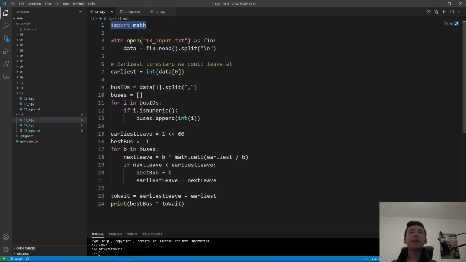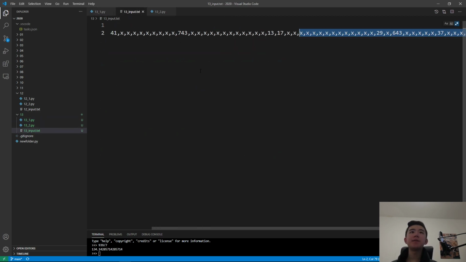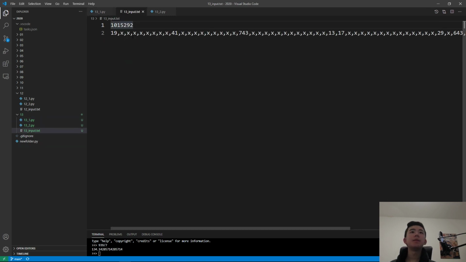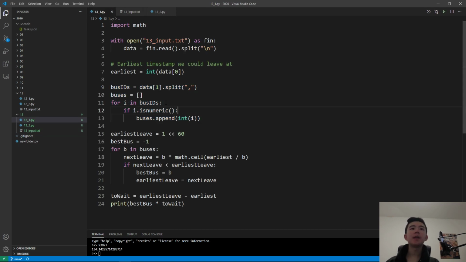We're going to import math just so we can round numbers up. This is just reading in the input, pretty simple. Here we take in the earliest timestamp that we can leave, which is on the first line. Then for all the other buses, we want to make sure that we only add integers, not x's. So we make sure that every string inside the second list is an integer, and if it is, we add it to our list of buses.